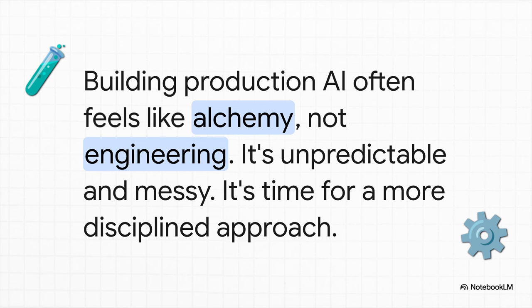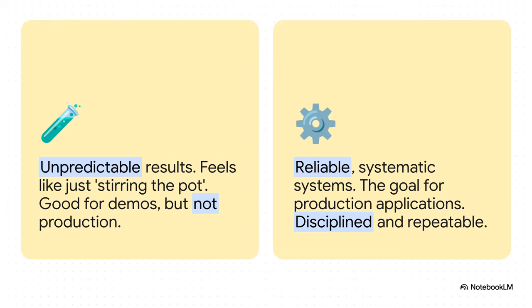Alchemy is just messy and unpredictable. It's like stirring a pot and just hoping for the best. Engineering, though, that's disciplined, it's systematic, and most importantly, it's reliable. So the whole "just add more data" approach, which, let's be honest, is what a lot of people mean when they say RAG, that feels a lot like alchemy. It's really time we got a more structured, more engineered way of building these AI apps.